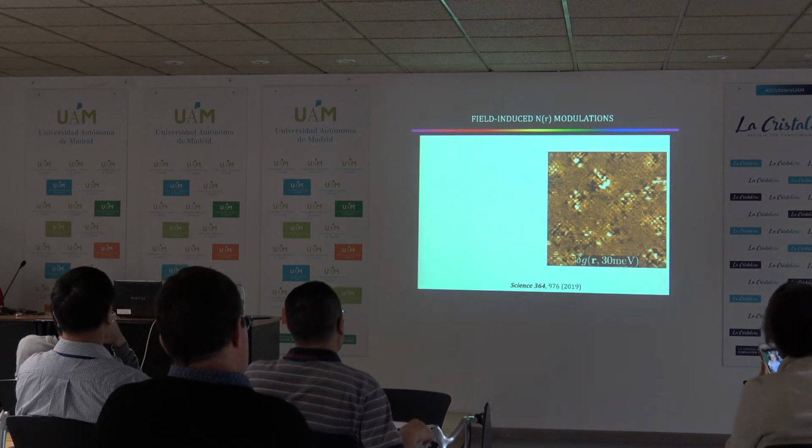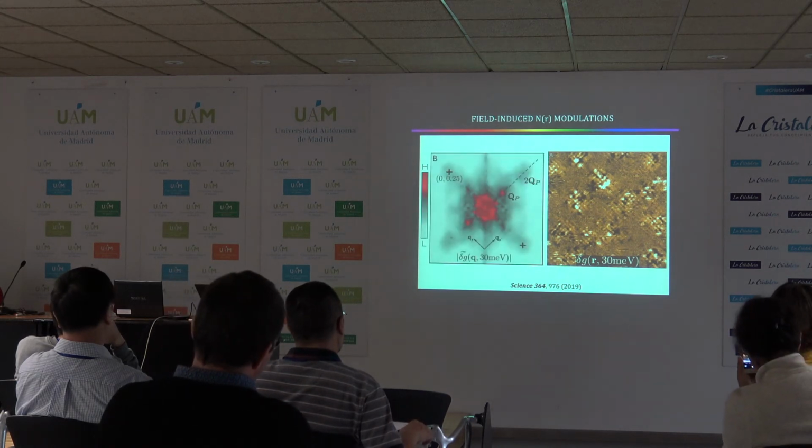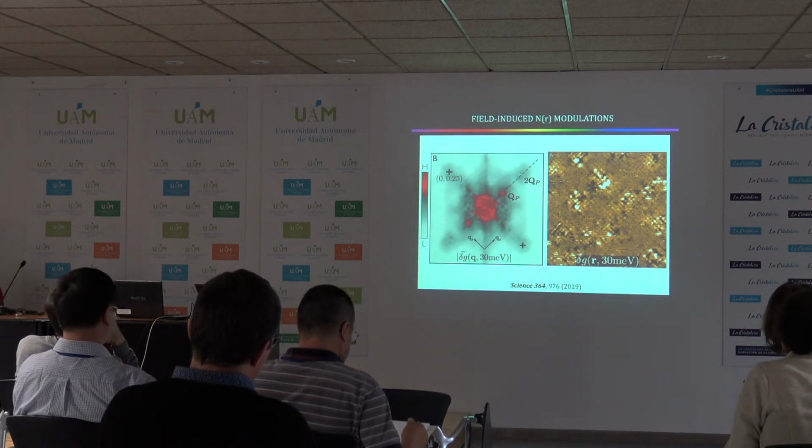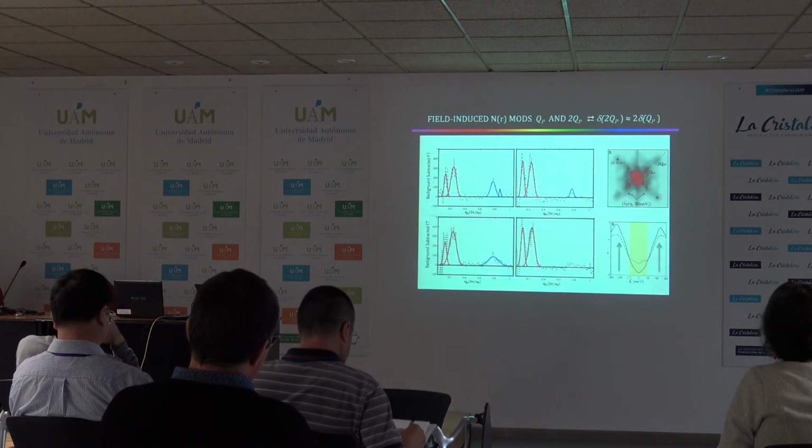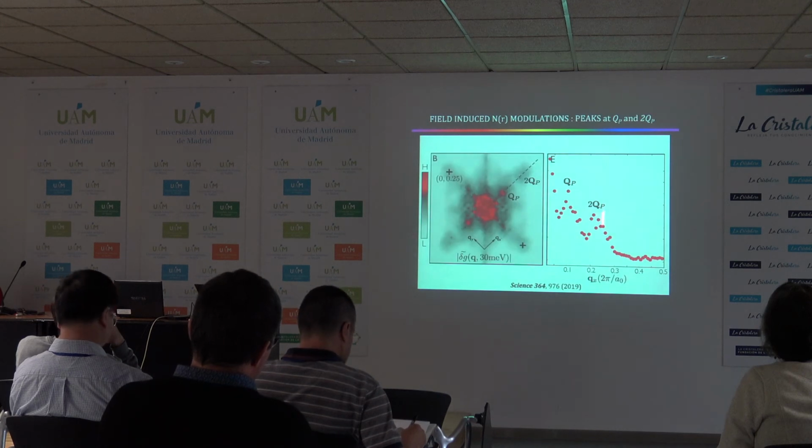If you take the Fourier transform, it looks like this. There are two Q vectors. If I cut a line through the data, there are two clear peaks, and one of them is at twice the Q vector of the other. This one is near 0.25, this one is near 0.125. So there are peaks at two different Q vectors. I'm labeling this Q vector QP, even though I don't have independent knowledge that it's a pair density wave. I'm labeling this one QP and this one 2QP.